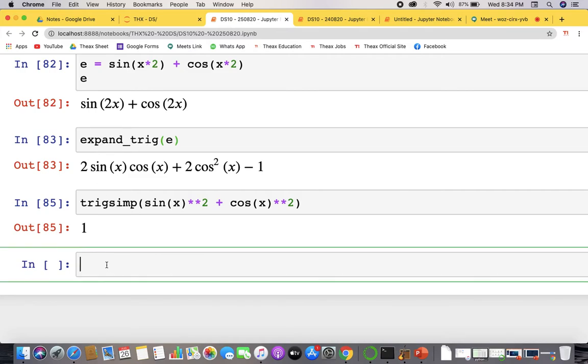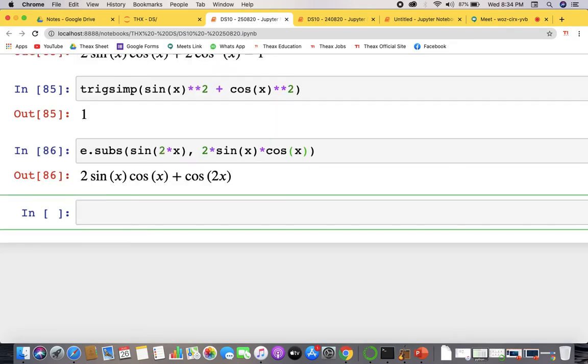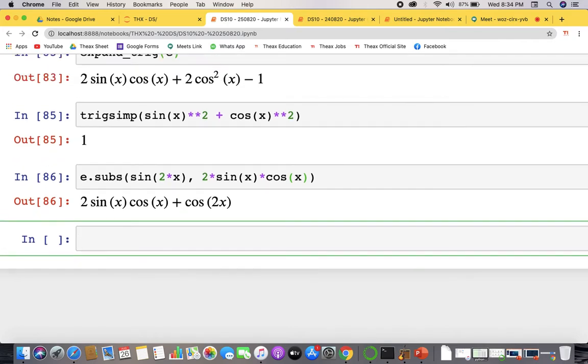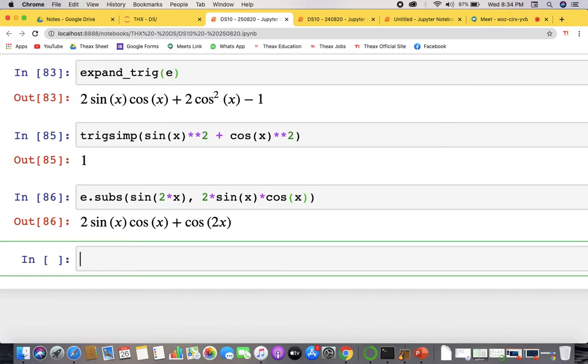So in this e, if I write e dot subs, substituting sine 2x with 2 multiplied by sine x and multiplied by cos x, what will the equation be? That is 2 sine x cos x plus cos 2x in place of the original terms. So that works accordingly, whatever you write, whatever you use to substitute.